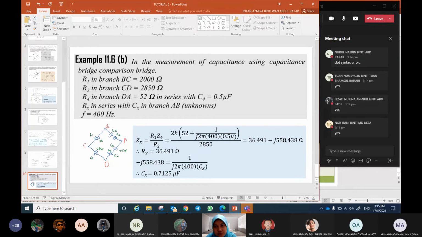Kejap Doktor. Dapat. Dapat kan? Okay, and then we should make it inverse. Okay, so buatlah inverse. Kan? Make it inverse, dapat? Dapat. Okay, and then plus with 52. Okay. And then multiply with 2k. Okay. And then divide with 2850.